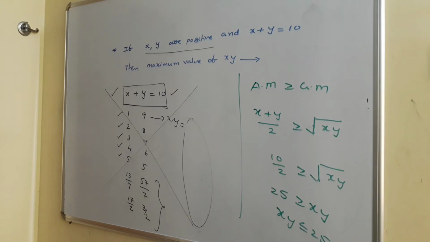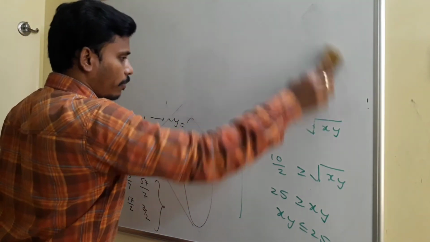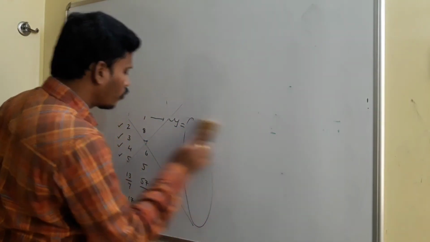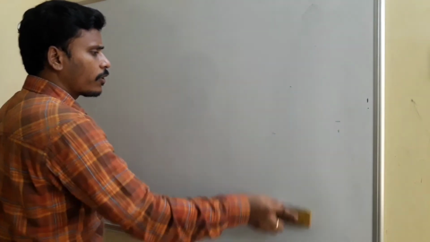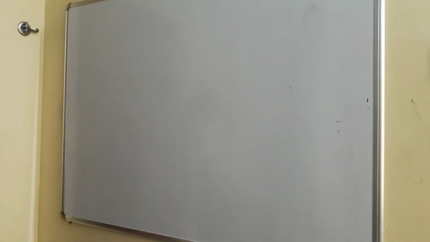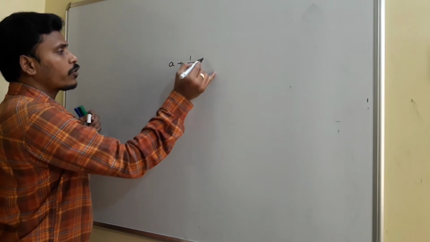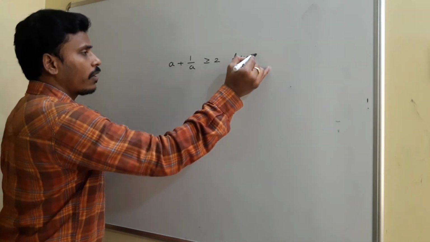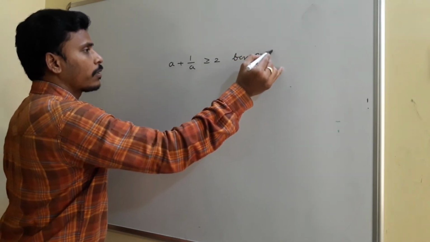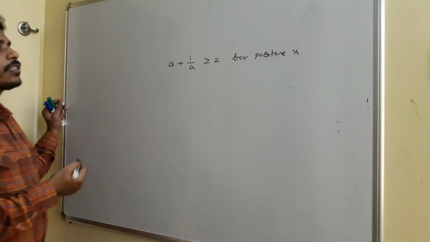See, likewise we have different chances to prove. Suppose you think about trigonometry, in trigonometry also we have a few chances to discuss, right? If they are positive, you have a chance to apply AM greater than or equal to GM. Or otherwise, if some number is positive, directly you can utilize this concept also. As I mentioned, a plus 1 by a is greater than or equal to 2, or x plus 1 by x is greater than or equal to 2 for positive x. Is it right?